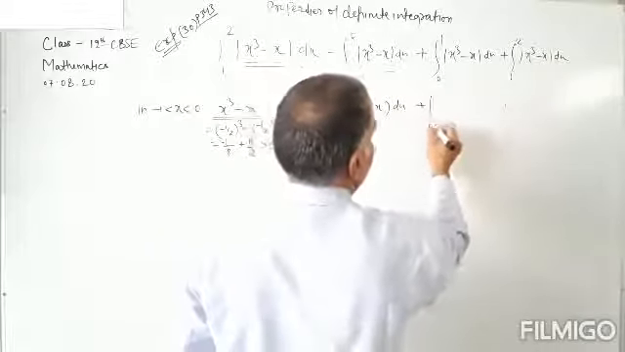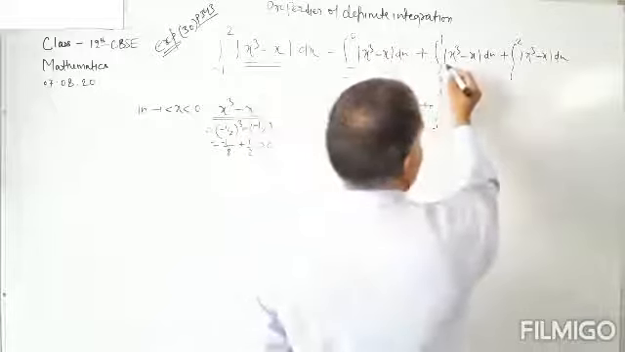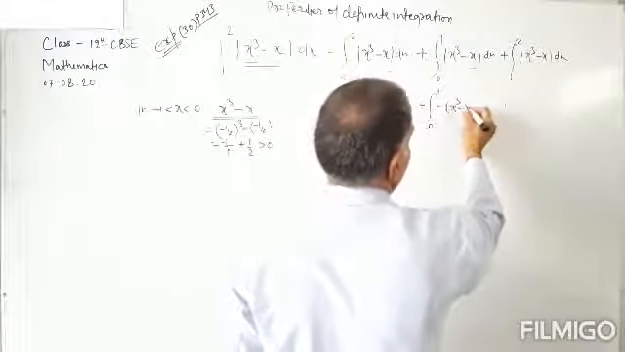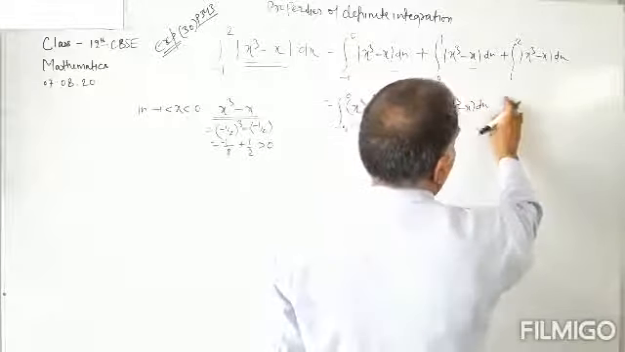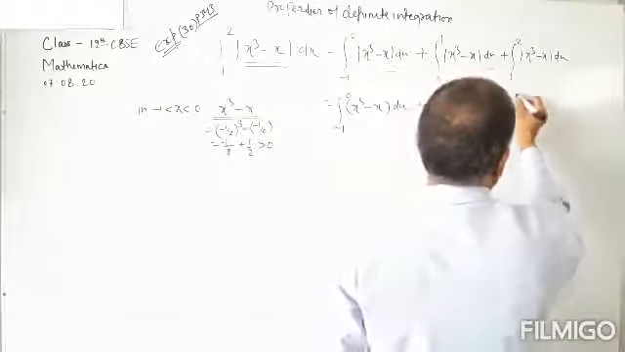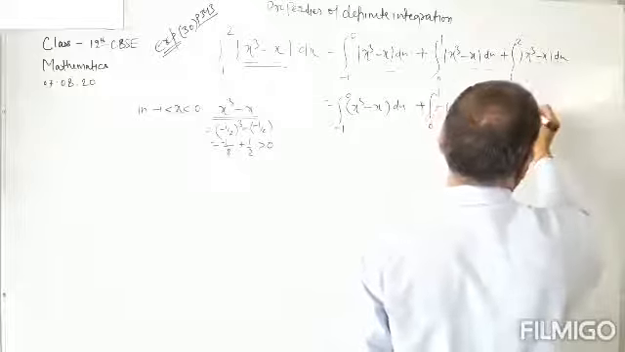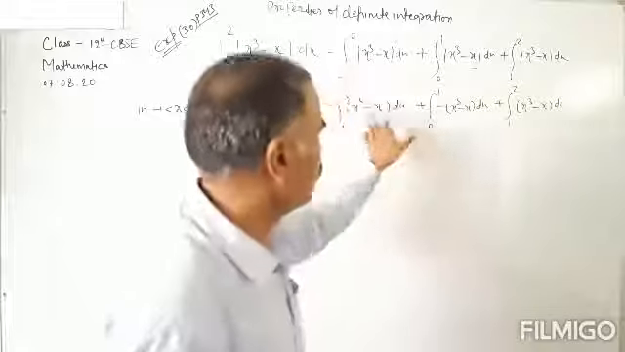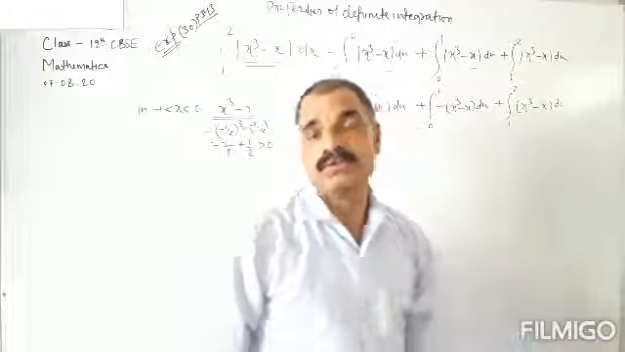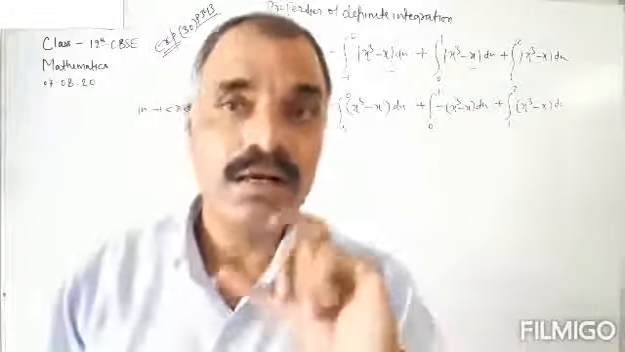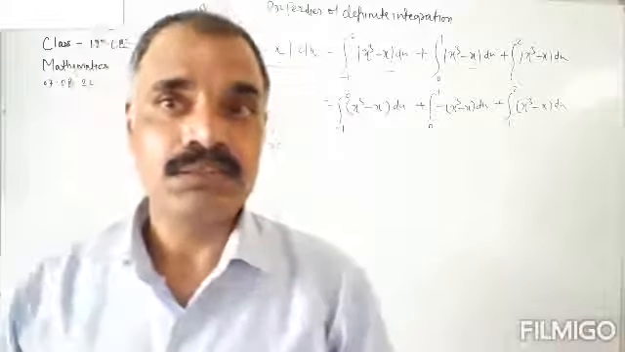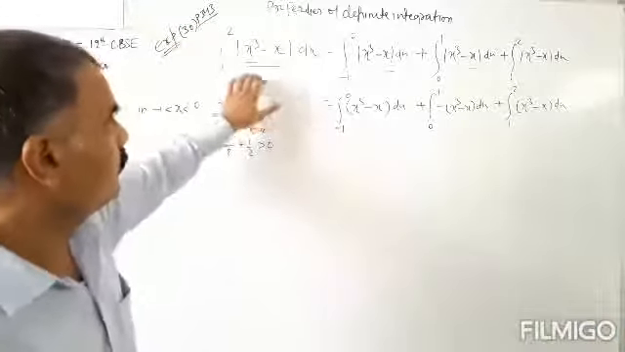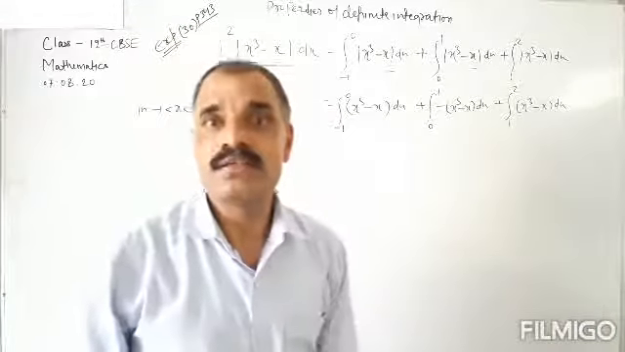Now in the interval 0 to 1, the sign of this function will be negative, so minus x cube minus x dx. And in this interval, the sign of this function will again be positive, x cube minus x dx. This is positive, then this is negative, and this is positive. The sign will appear alternately, positive, negative, positive, or negative, positive, negative. So the given integration is changed into this integration.